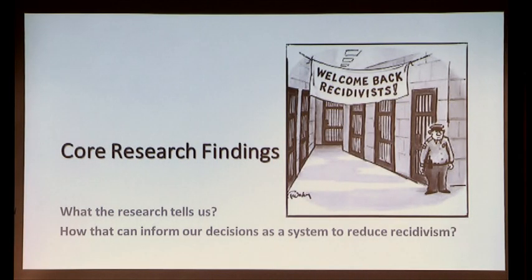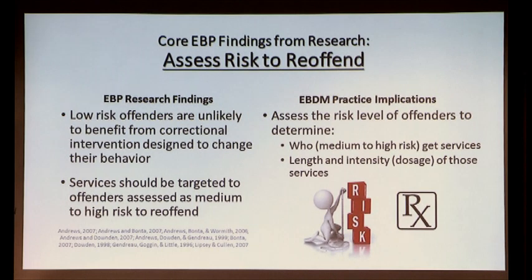So we're going to talk about what are those research findings and how can that inform our decisions in the system so we can really be focused on reducing recidivism. And you can talk to any folks in our jail. They don't quite have the banner out there, but they do see a lot of the same folks come in through their doors. So the first is really to assess the risk to reoffend.